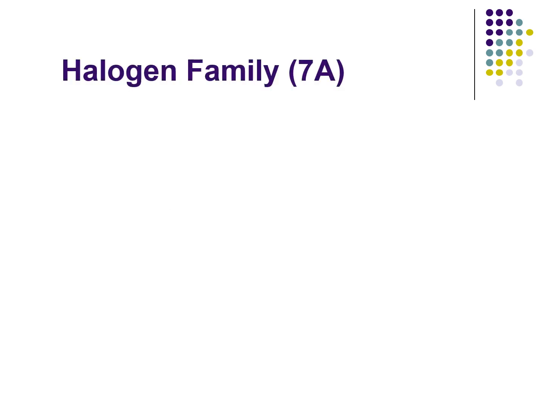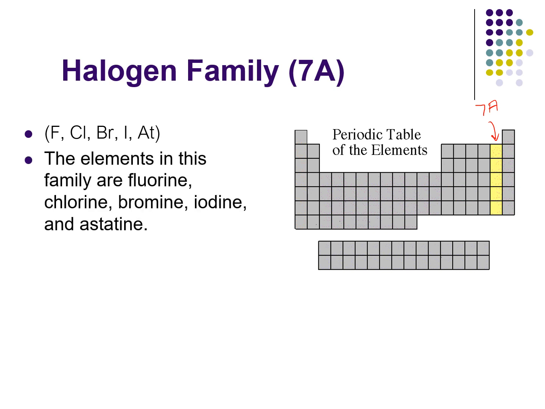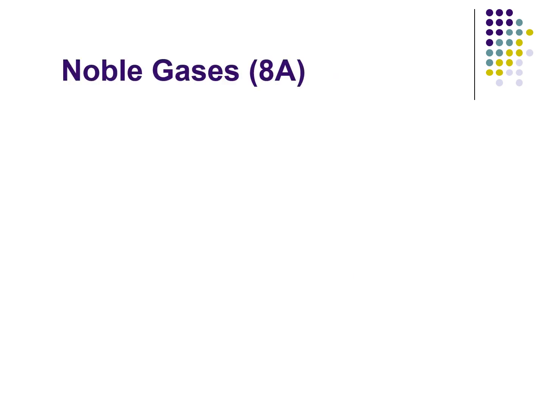Next, after 6A, so we will now go to group 7A, which is called as the halogens. So, nandito na tayo. So, 7A na tayo. So, 7A, it includes elements such as fluorine, chlorine, bromine, iodine, and astatine. And then, they react strongly with group 1A to become stable by producing salts. And last, of group A are the noble gases or the 8A.